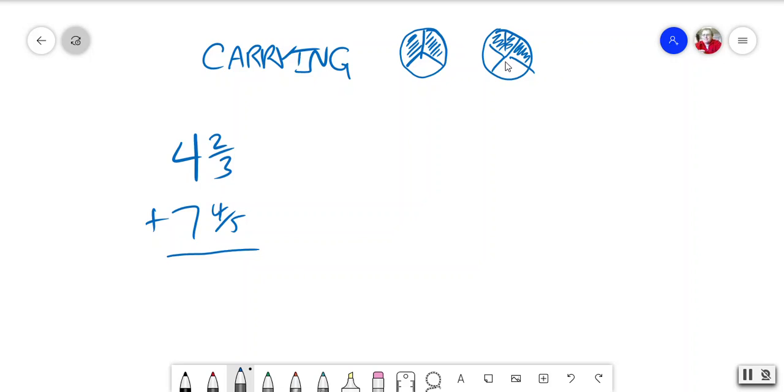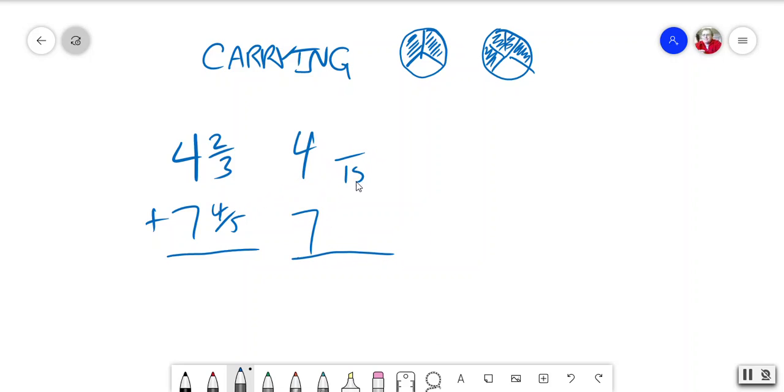Just looking at it visually, if I put all the shaded pieces together, I'm going to end up with more than a whole pie. I'm going to end up with 1 and some other pieces left over. So that's really what carrying is saying. My fractions are going to make more than a whole, and that's going to have to be represented. So I start off the same way I did before. I'm going to have the whole numbers doing the whole number thing, and the fractions doing the fraction thing.